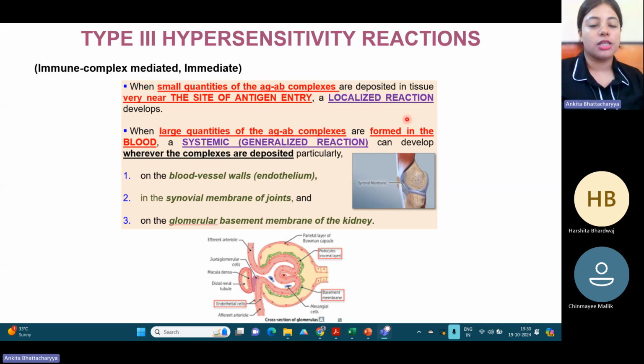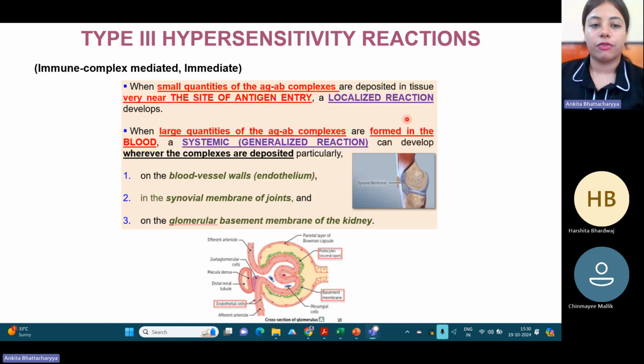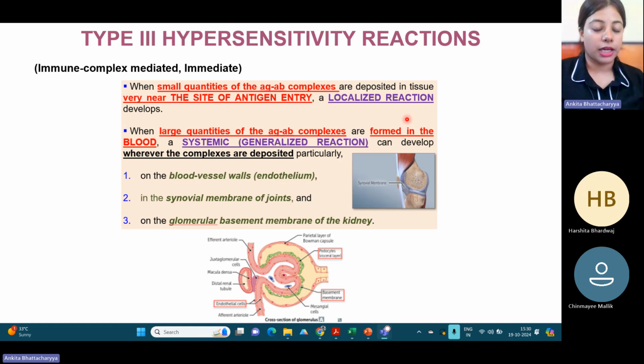When large quantities of antigen antibody complexes are formed in blood, and because blood, as you obviously know, is part of the circulatory system within the body, it can potentially spread in a very systemic manner throughout the system. Then a very generalized reaction can occur, which leads to the deposition of complexes preferentially in certain locations within the body.